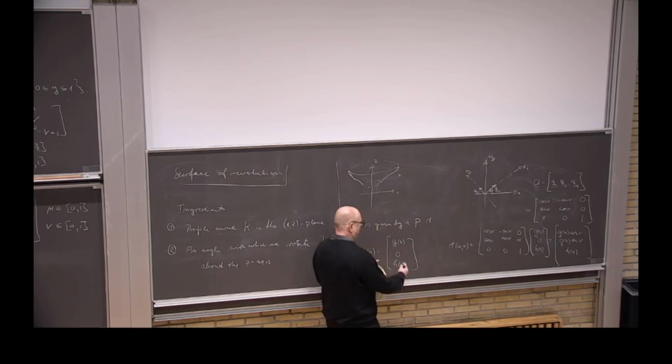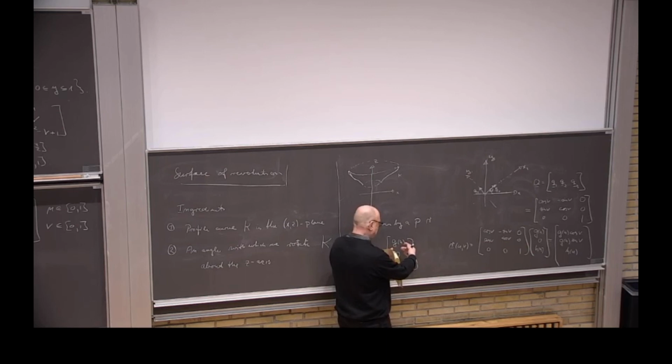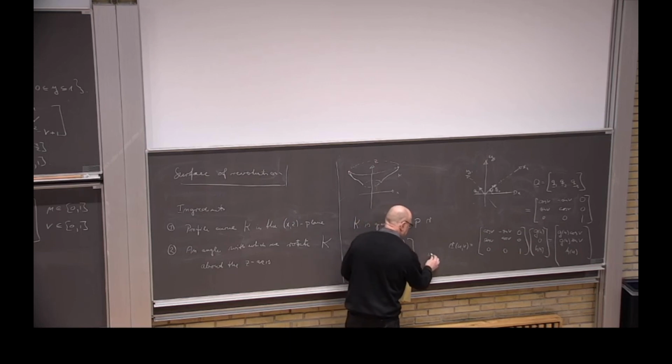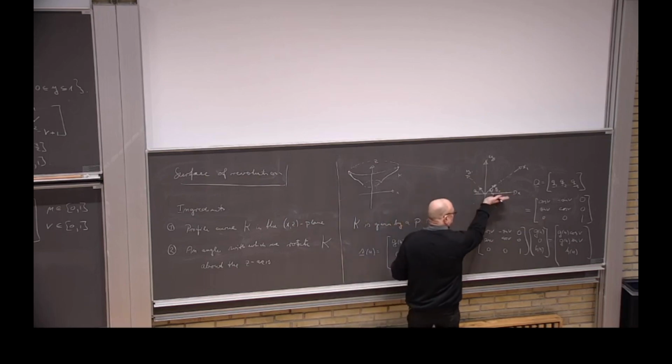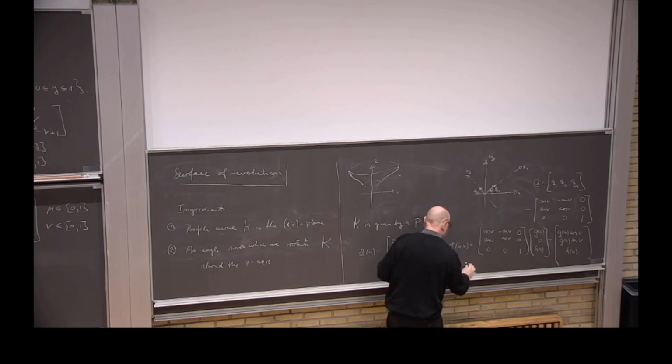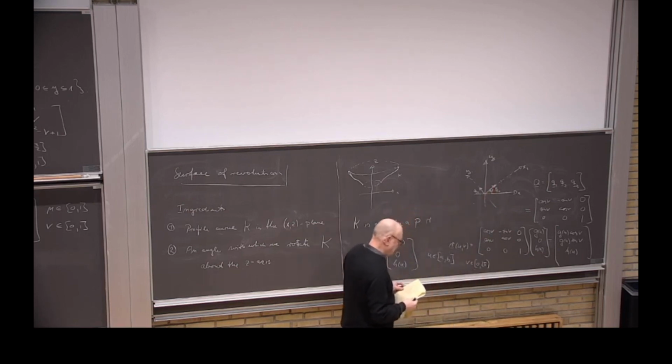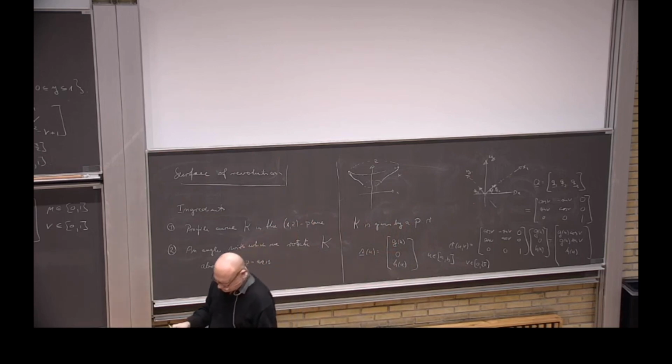And then one could imagine that your u here is in some interval. U is from a to b. And similarly, your angle here, if you have rotated your profile curve all the way around the z-axis, you would have that v belongs to 0 to 2 pi, but you could rotate it somewhat less.